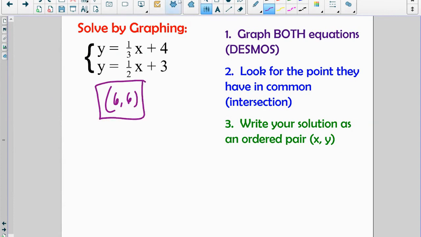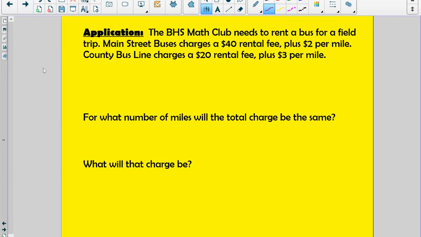All right, not too bad, right? When you have graphing technology, it actually makes it quite simple. Now, what I want to focus on more is, how do we apply this to real life? The BHS Math Club needs to rent a bus for a field trip. There are two different bus companies.